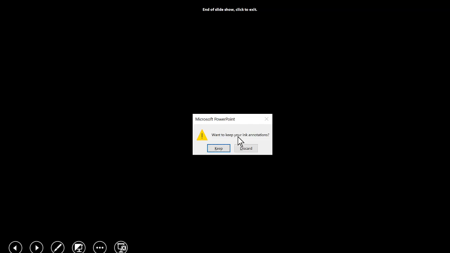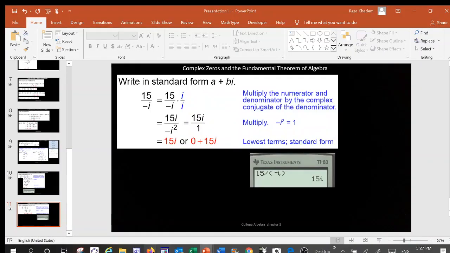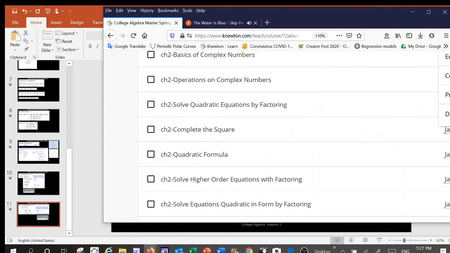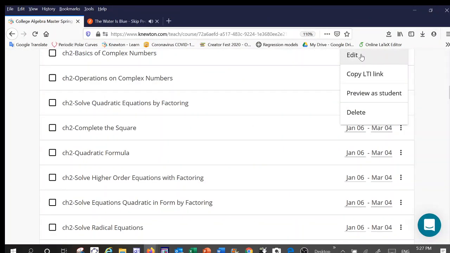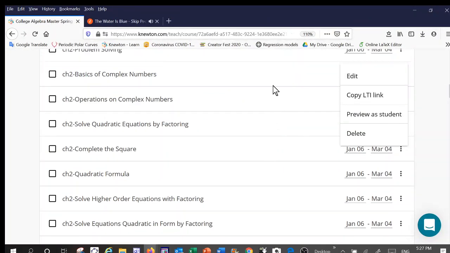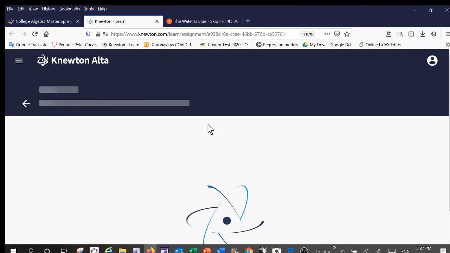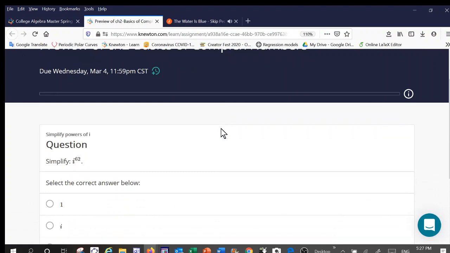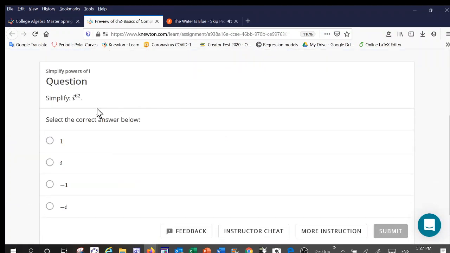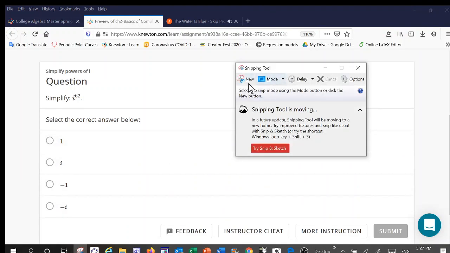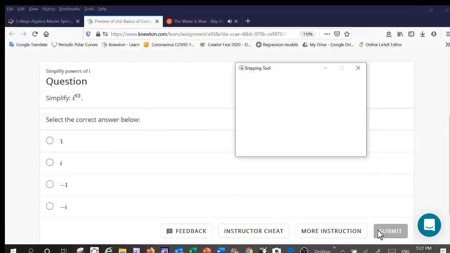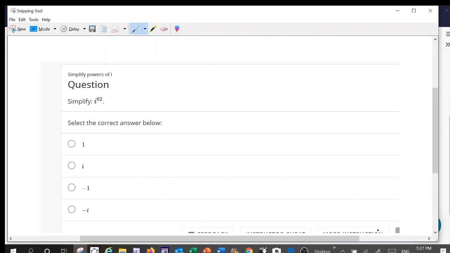Okay, so let me go to Newton Alta and do some of the problems from there, right? All right, so basics of complex numbers. I'm going to do a few problems here. Let's see. So it says simplify i to the 62. Well, i to the 62, we could do this together. So what is i to the 62?